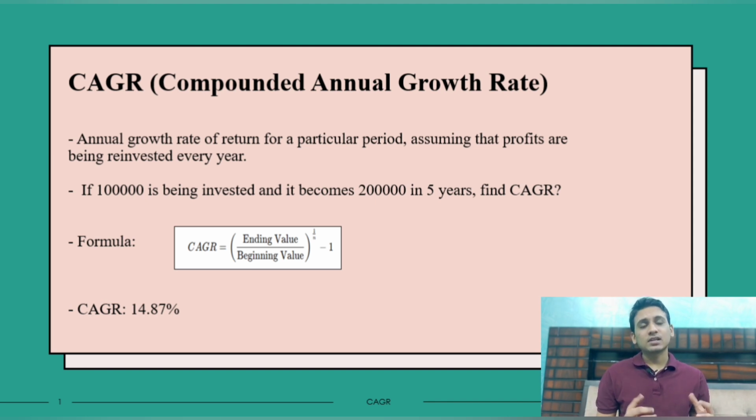Now, for example, if I invested 1 lakh and it became 2 lakh in 5 years, then to find the CAGR, a formula is implemented, which is (ending value by beginning value) to the power 1 by n, minus 1. With the help of this formula, we can calculate the CAGR, and the best use for CAGR is to compare the stock prices or mutual funds to find out which is an attractive option.